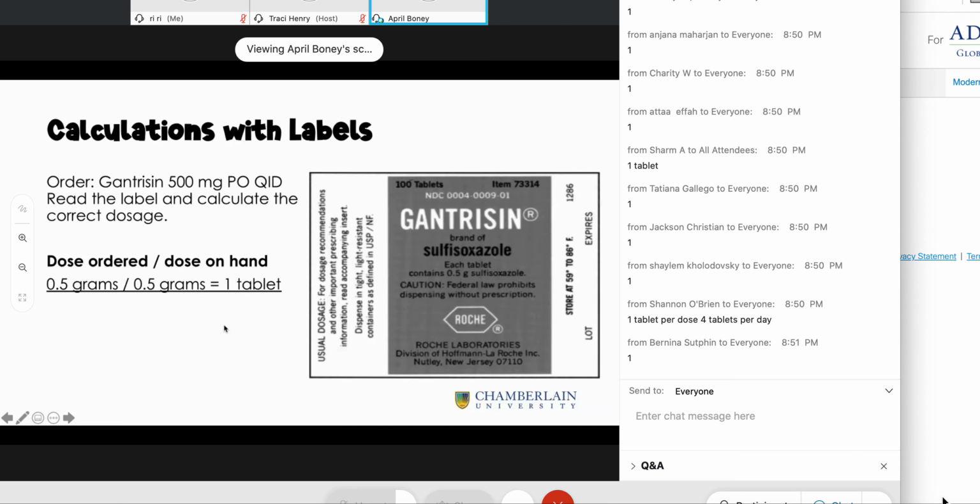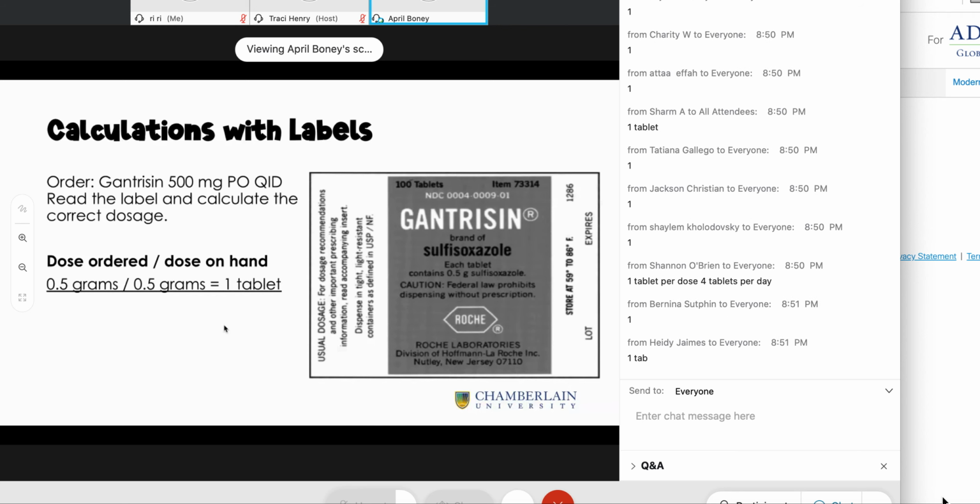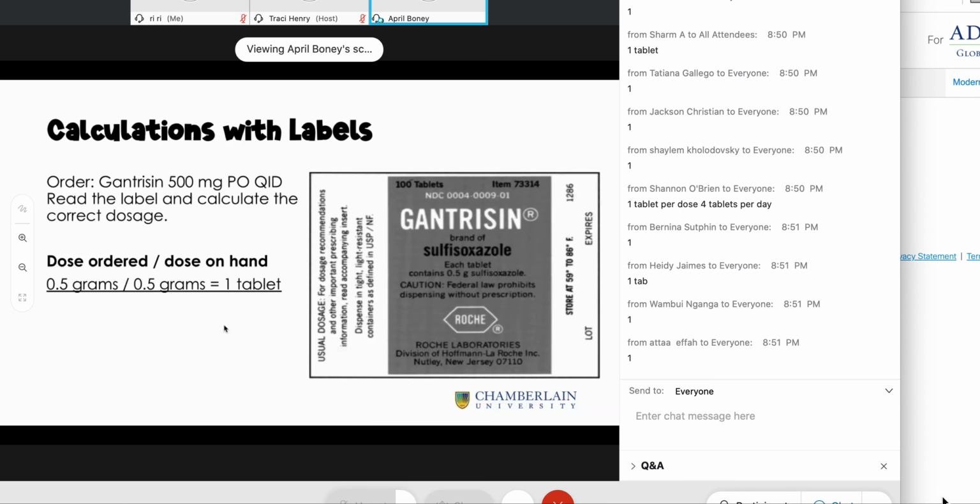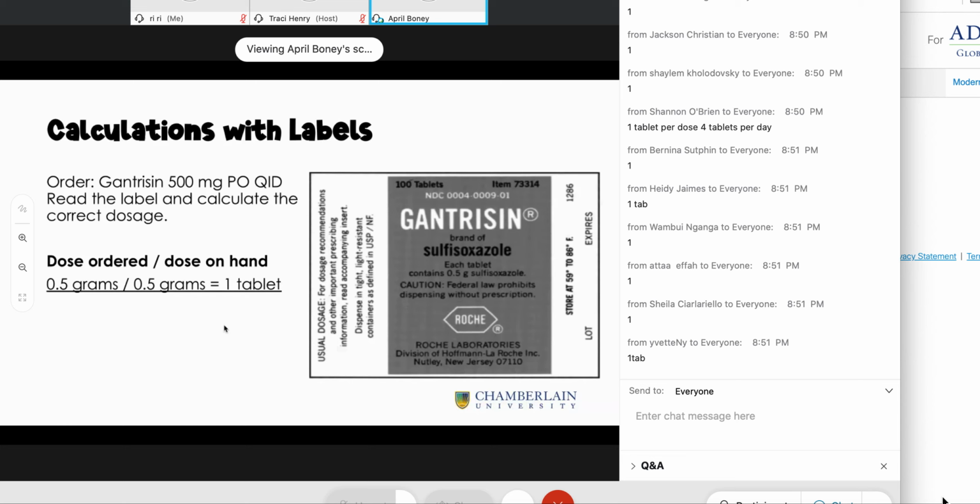Again, I like to go to what's on the label or what's available. So 500 milligrams is 0.5 grams. Divided by 0.5 grams, 1 tablet. So that math was real easy once you did the conversion, right? 1 tablet.